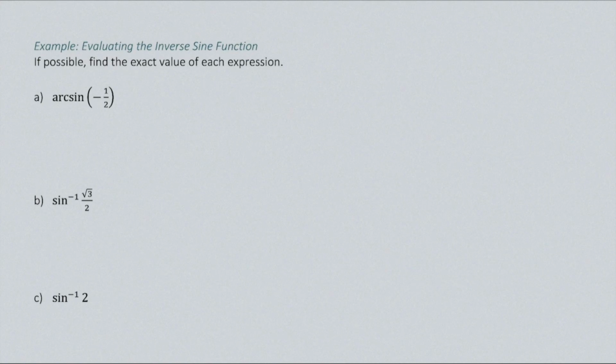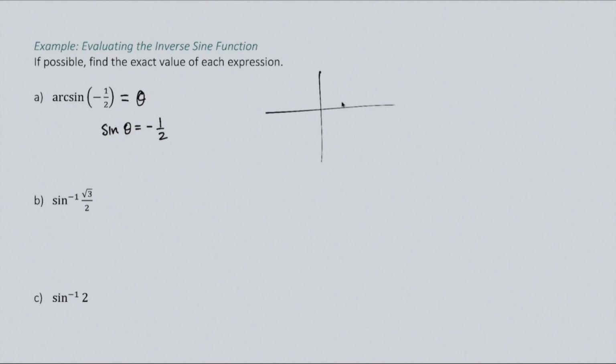If possible, find the exact value of each expression. Here we have the arcsine of -1/2. So in other words, we're looking for an angle whose sine is -1/2. In other words, this is equal to some angle, I'm going to call it theta, where sine of the angle theta is equal to -1/2. And we have this restriction that we know that the range of the inverse sine function is -π/2 to +π/2. So we're looking for an angle where the sine is -1/2.